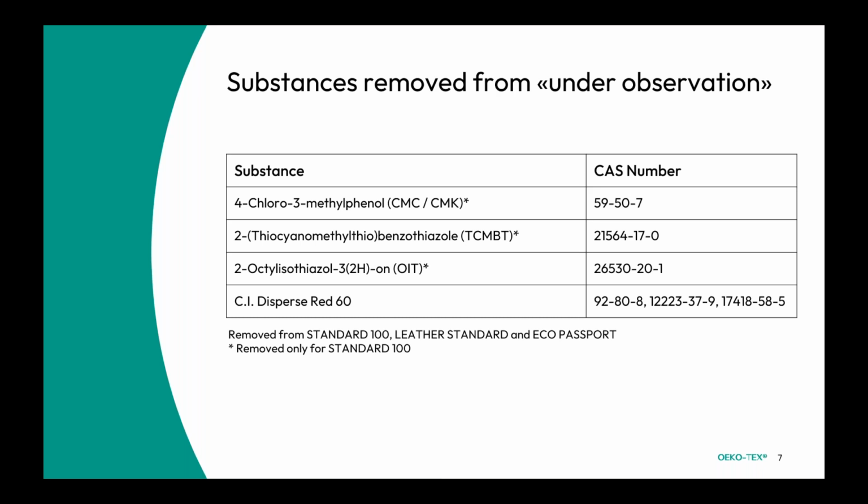Now, for the Standard 100 specifically, we have removed some substances under observation: CMC or CMK, TC, MBT, and OIT. These have all been removed from under observation. They will be kept for the Leather Standard and Eco-Passport, as part of the restricted substance list, but they will not be added for the Standard 100. And for all certifications, we have removed CI Disperse Red 60, this colorant, from under observation. It will not be added to the restricted substance list.